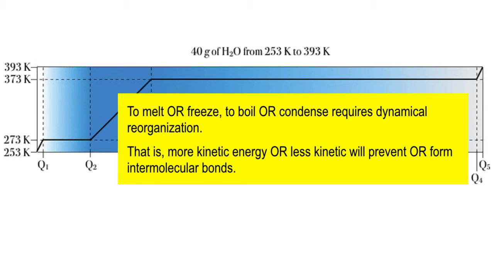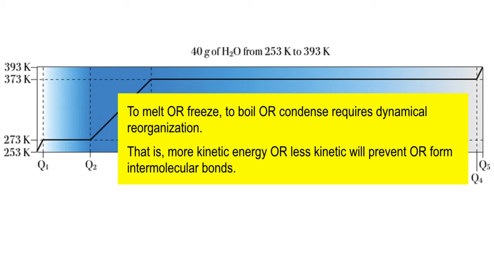Okay, and what that means is that it requires more kinetic energy or less kinetic energy that will prevent or form intermolecular bonds. So if you have molecules that are zipping around really fast, it's like Nerf balls that are surrounded by Velcro. If they're going really slow, they'll hook up together and they'll bond together. But if they're going really fast, they'll bounce off. The Velcro won't have time to hook up, and they'll bounce off of each other. So you think of it that way.